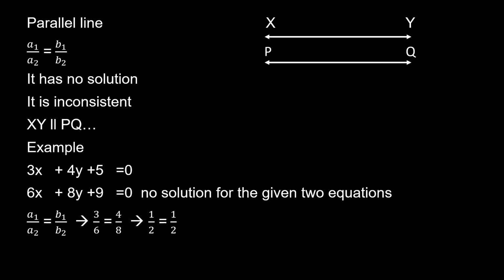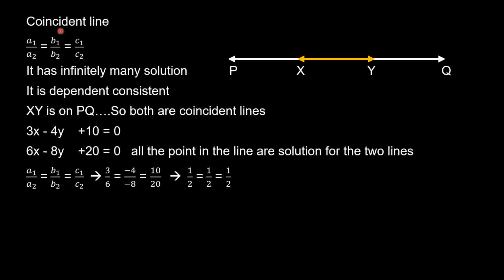Shall we go to the next one? And now we are going to see the conditions for coincident line. See, you see here the lines PQ and XY are coincident lines because the line XY lies on the line PQ. So both the lines are the same line, so they are called coincident lines. For that, the condition is a1 by a2 equal to b1 by b2 equal to c1 by c2. It is very clear that both the lines are having the same equation.